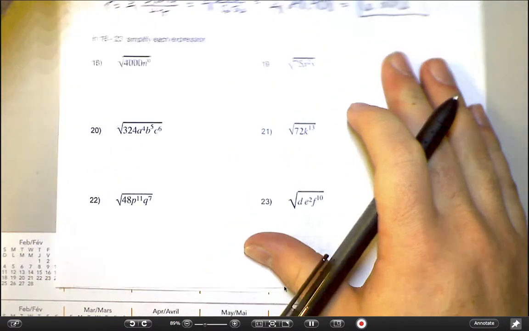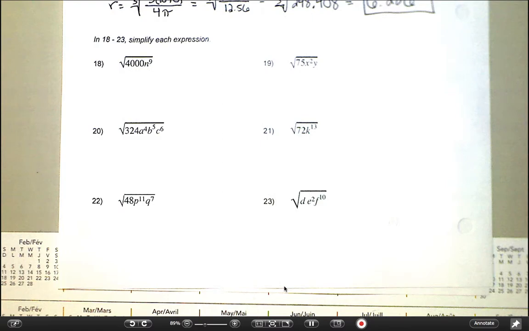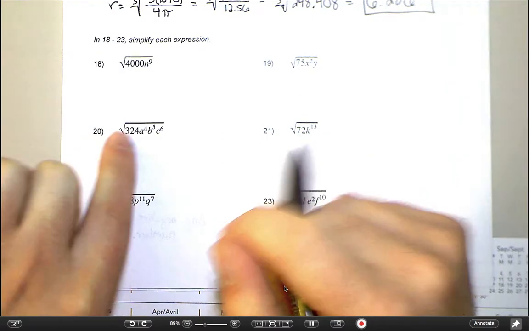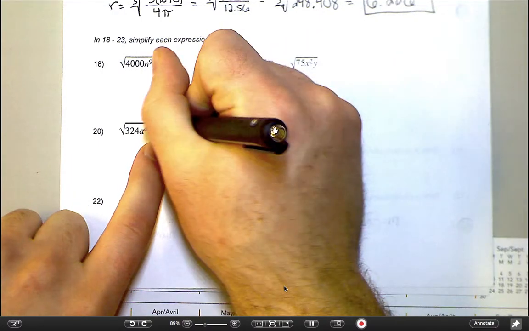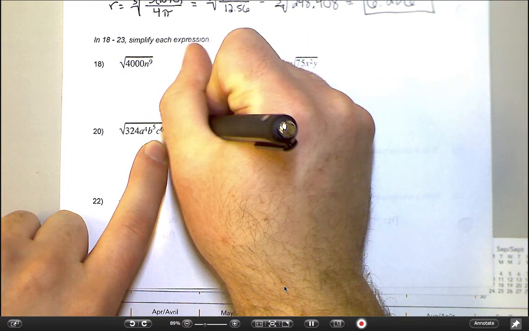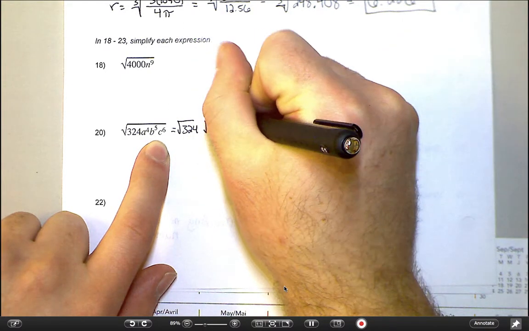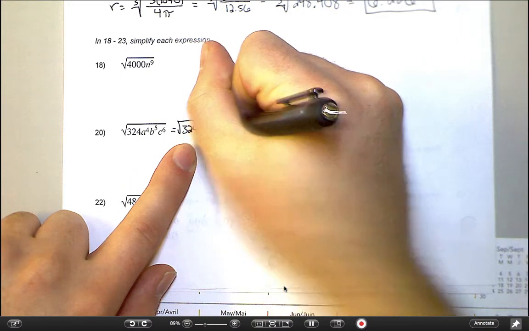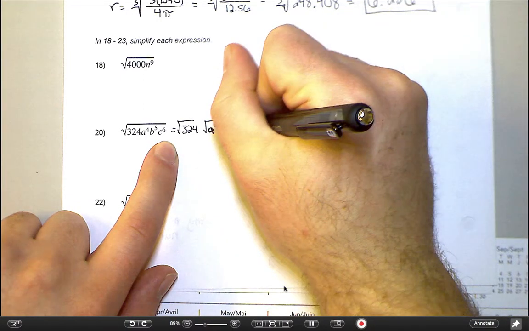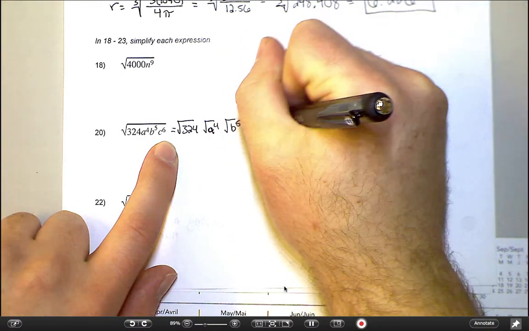Okay, we're going to do 2 more from this bottom section here. These are simplifying our square roots here. So I'm going to start with number 20. Okay, when we have a whole bunch of stuff under one square root like this, our first step is to always split it into little chunks. So we square root the number, and then we square root each variable separately. So I have the square root of 324, the square root of a to the 4th, the square root of b to the 5th, and the square root of c to the 6th.